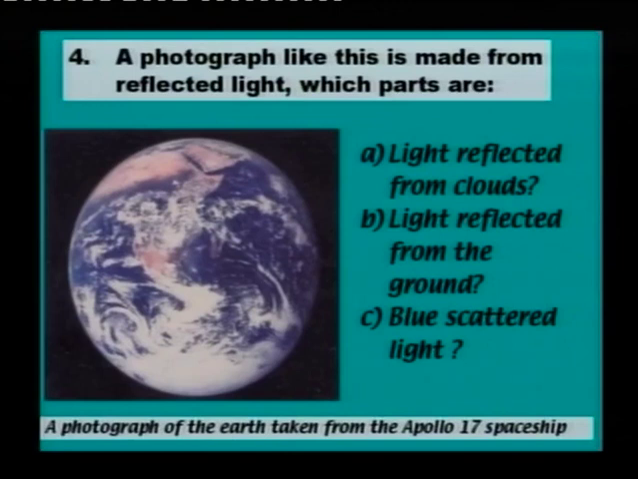B, which parts are light reflected from the ground? So you look at this particular diagram or photograph here and see if you can identify which colors represent light reflected from the ground. C, which parts shown on this diagram by the blue scattered light, what do they represent? So what do you think the blue parts from the diagram represent? Those 3 activities you can discuss in pairs, and I'd like you to come up with the answers.